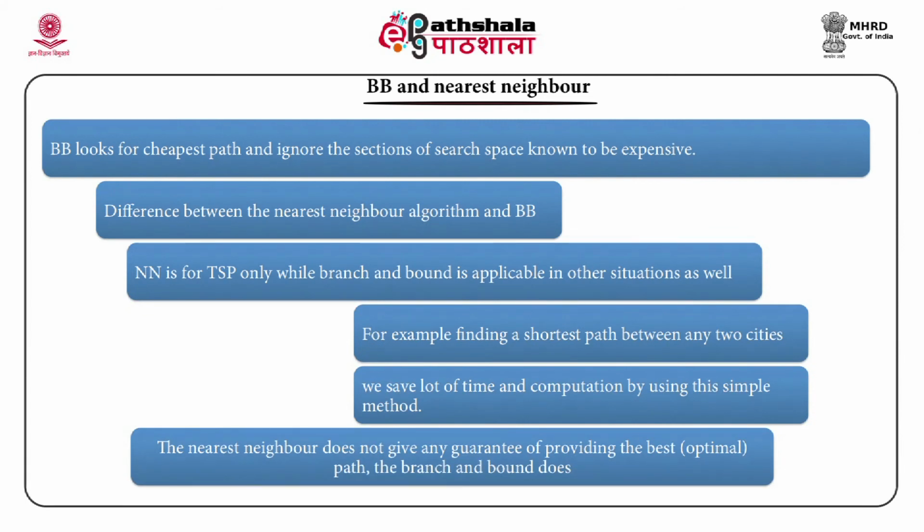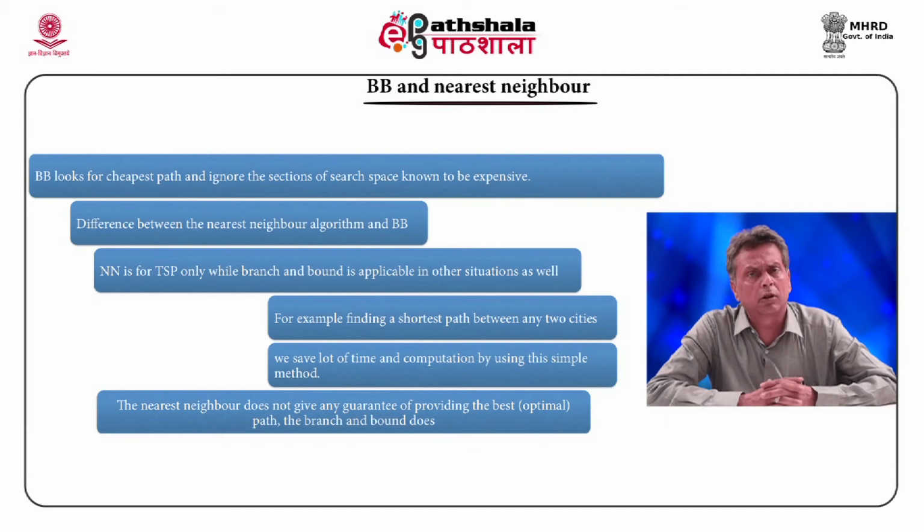Remember, nearest neighbor also was a very good algorithm, but it does not give you any guarantee of an optimal solution. It will give you a good solution, but not an optimal one. Branch and bound, on the other hand, will give you an optimal solution. Nearest neighbor was only for TSP, while branch and bound is for other problems as well. In fact, branch and bound can be combined with any search algorithm.